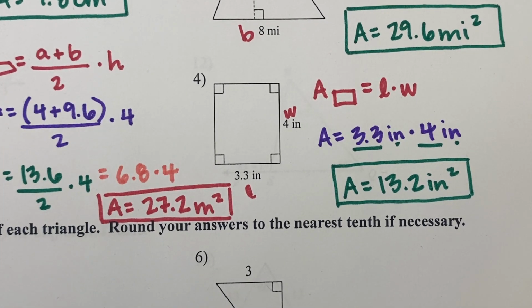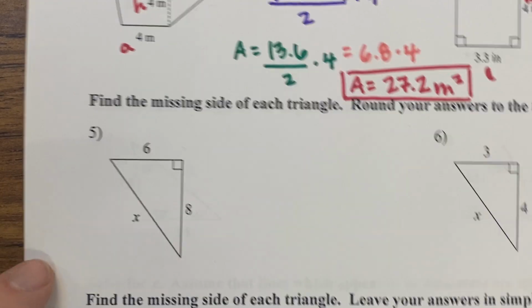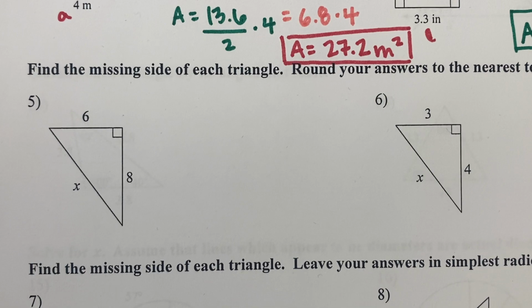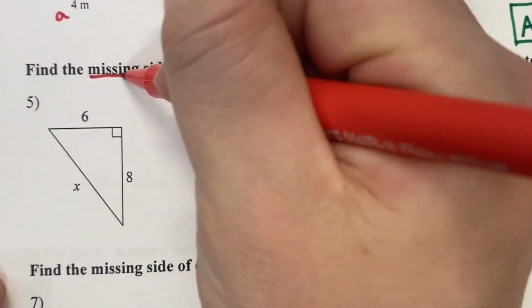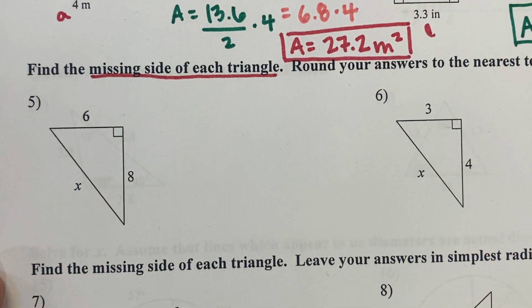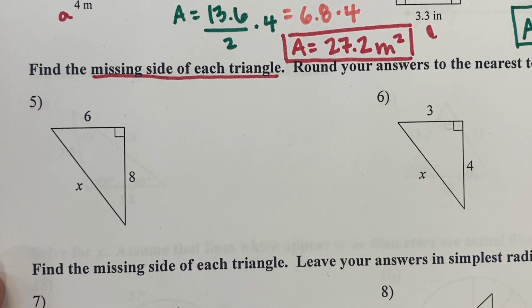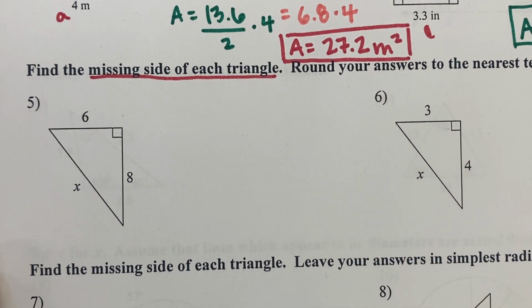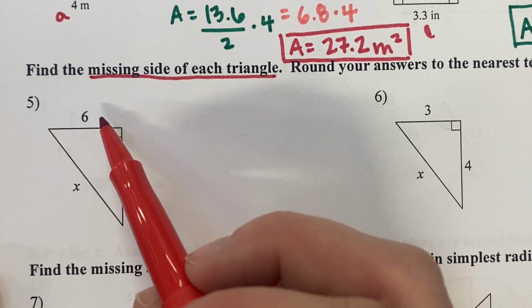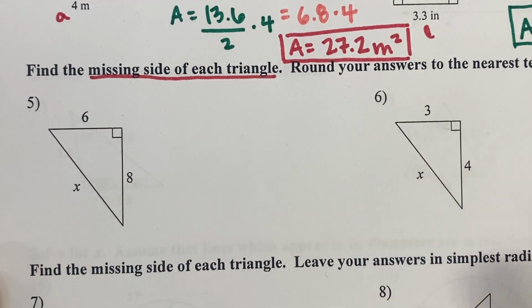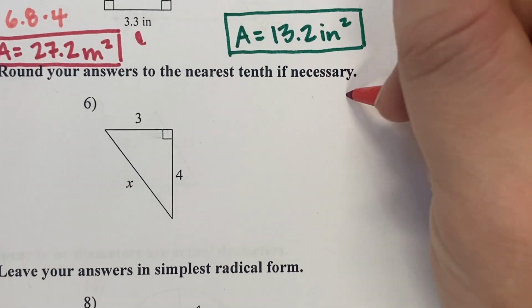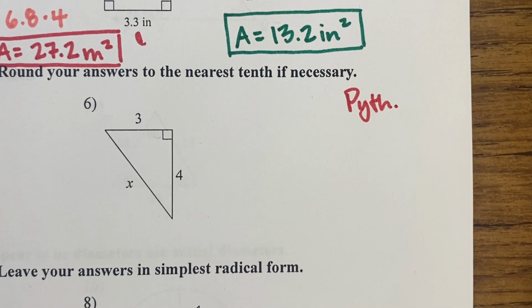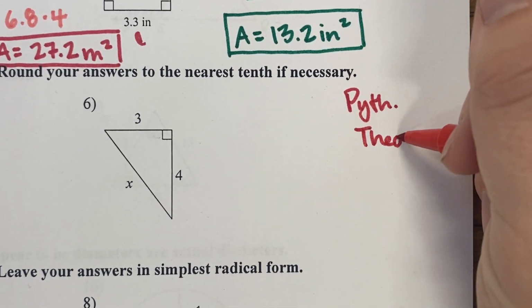Okay, so that was finding the area of the 4 basic shapes that we talked about. In numbers 5 and 6, we are asked to find the missing side of each triangle. We're given 2 right triangles. Whenever we're trying to find a missing side of a triangle, and we know 2 of the sides, we're trying to find the third, we need to use the Pythagorean Theorem.